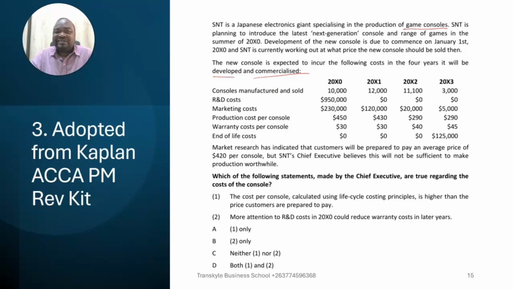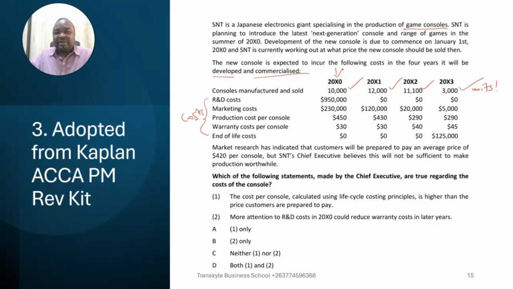Consoles manufactured and sold. So these are the units. That's the units manufactured and sold. R&D costs, right? So here, this is now the cost information. The costs R&D 950,000, and it is occurring in the first year.